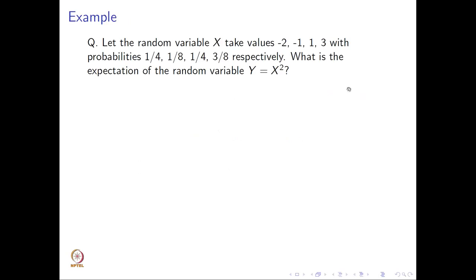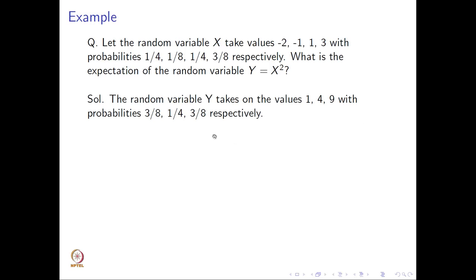Let us now look at an example in which we calculate expectations. Let the random variable X take values minus 2, minus 1, 1 and 3 with probabilities 1 by 4, 1 by 8, 1 by 4 and 3 by 8 respectively. What is the expectation of the random variable Y equals X square? So in this question we are given one random variable, the values which this random variable takes and its associated probabilities. What we are interested in is the expectation of the random variable Y, which is defined as Y equals X square.